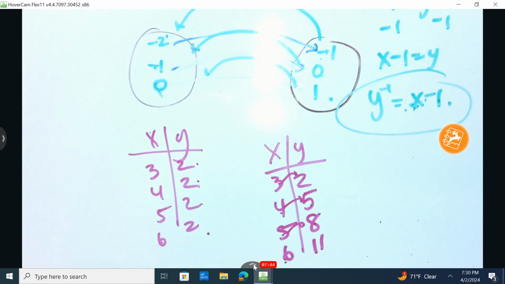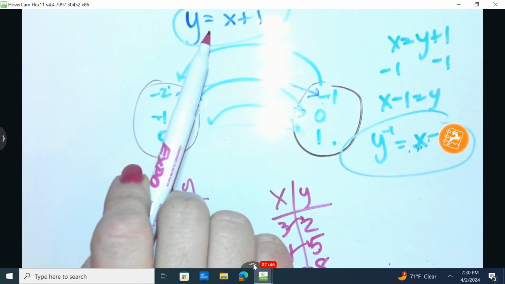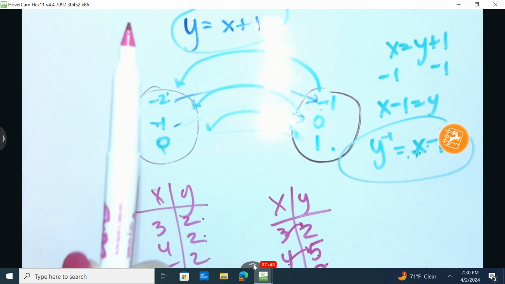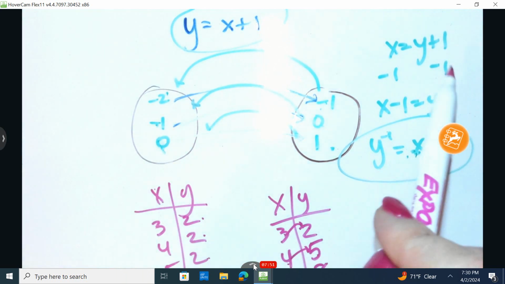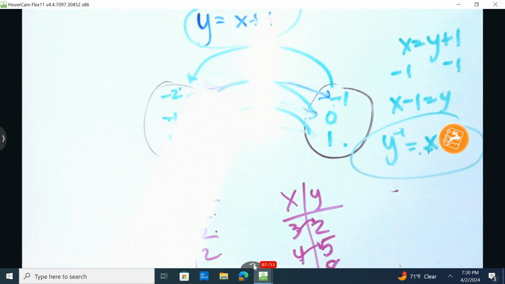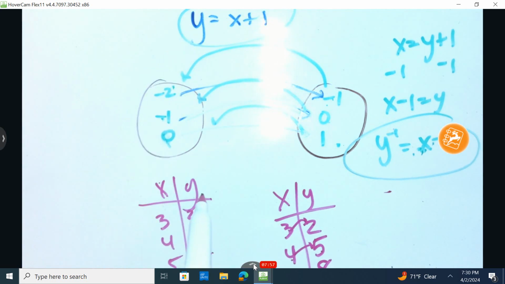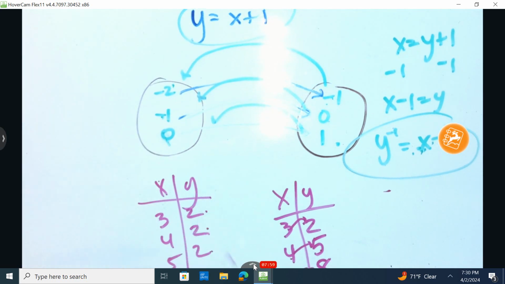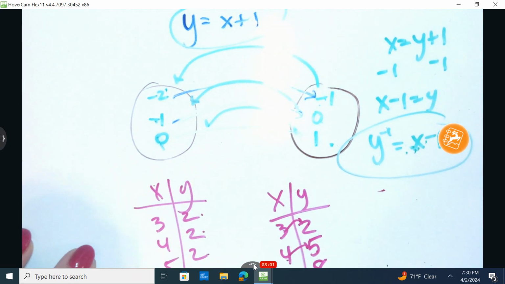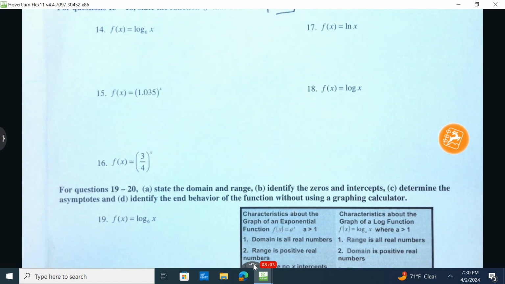So why does that matter? Because if an equation is not only a function but it's 1 to 1, it means that it does have an inverse. Once again, if a function is 1 to 1, it means it does have an inverse. So keeping all that in mind, how do we find the inverse here?